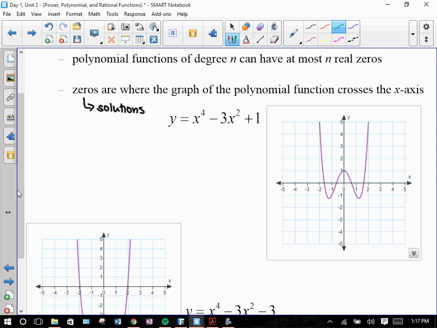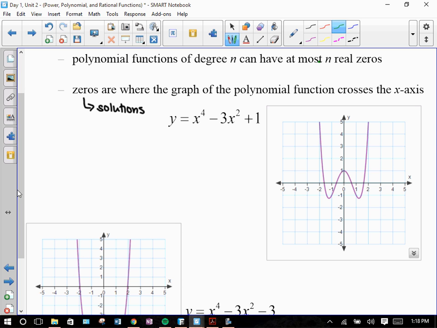Now, I want to point out, first of all, what is the degree of the function y equals x to the fourth minus 3x squared plus 4? Fourth degree polynomial. That tells us that it can have no more than 4 real zeros. It can have 4, it can't have more than 4. We graph this. It has 1 zero there, 1 here, 1 here, 1 here.